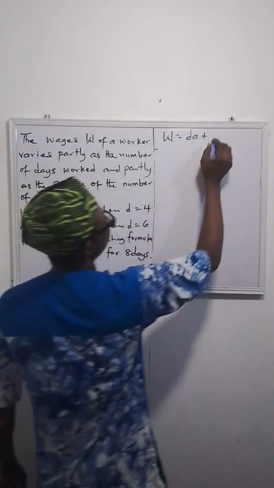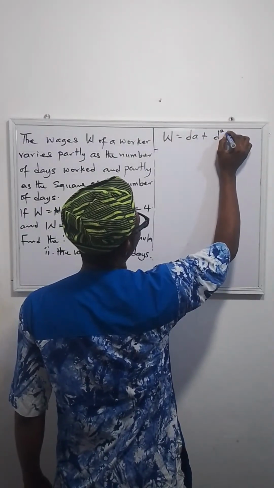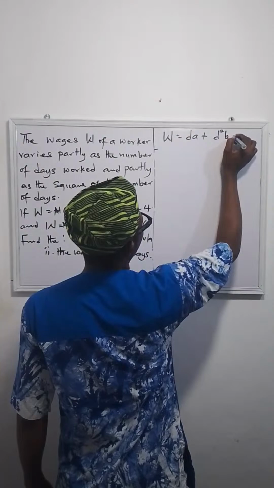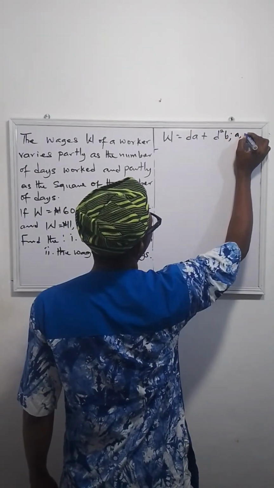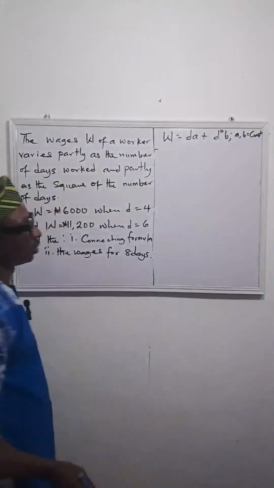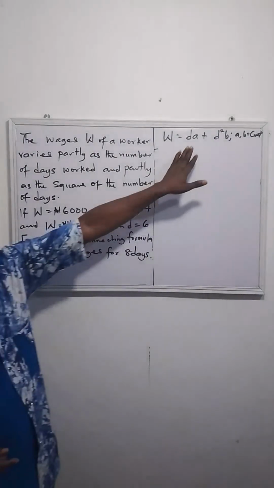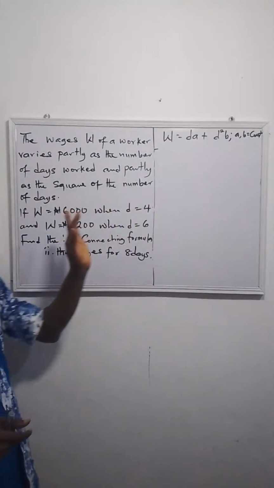Square of number of days, we have D square. You can introduce another proportionality constant B. So we have A and B as our constants. Okay, so that's what we have here. So then we need to get the two equations that will help us to get the two constants. So now let's look at it.